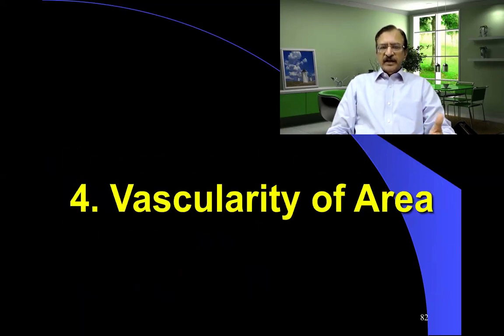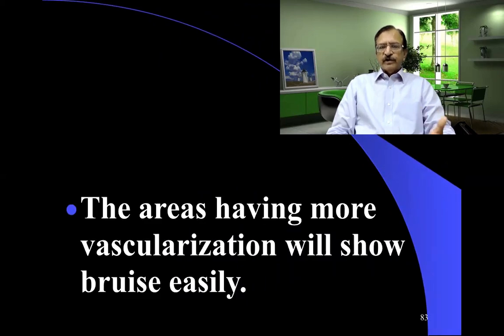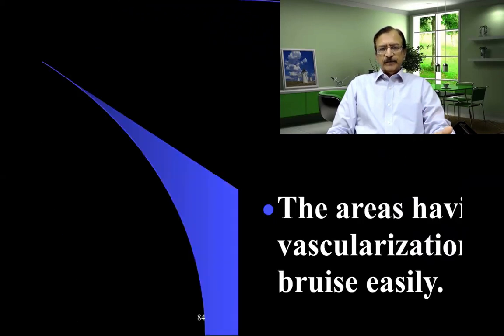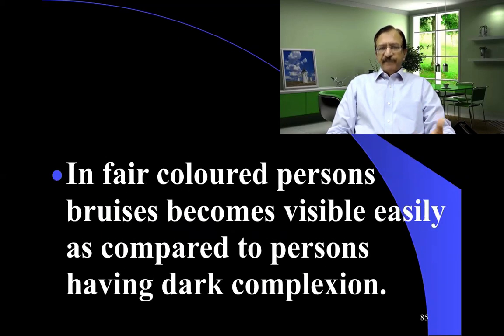Then the vascularity of the area. The areas which are more vascular will bleed more easily and hence the bruise will appear easily. Regarding the color of the skin, in a fair colored person, the bruises become visible easily as compared to persons having dark complexion.